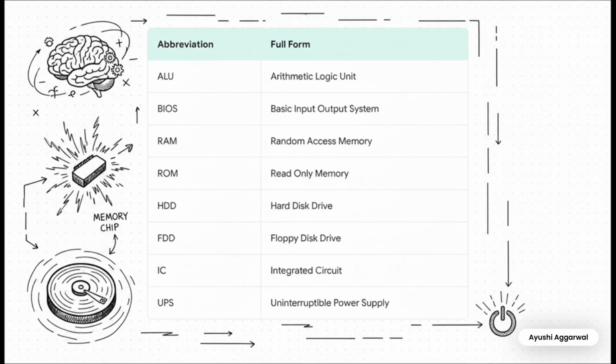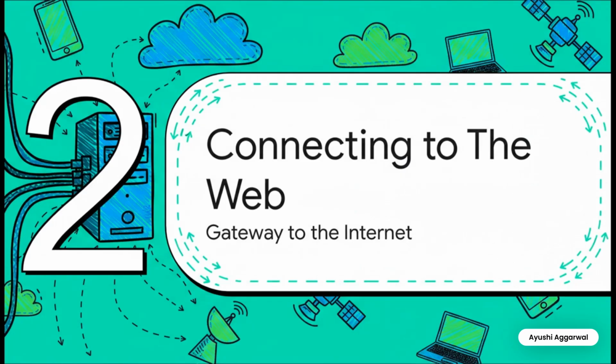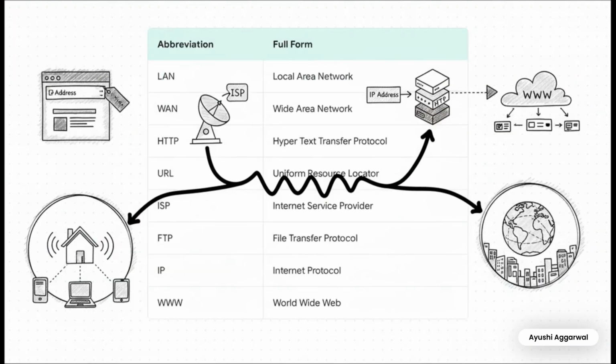And all this magic happens on tiny ICs or integrated circuits. And finally, a UPS, an uninterruptible power supply, is just a backup battery to protect your computer from a sudden power cut. So, now we know what's going on inside the box. But how does it talk to the rest of the world? This next part is all about the language of the internet. Let's follow the data trail, shall we?